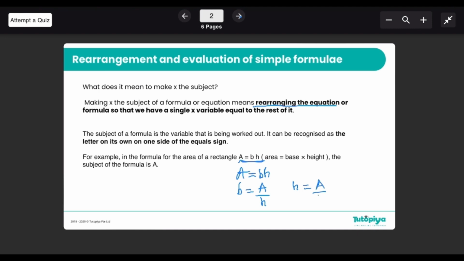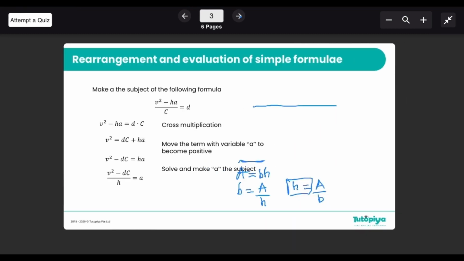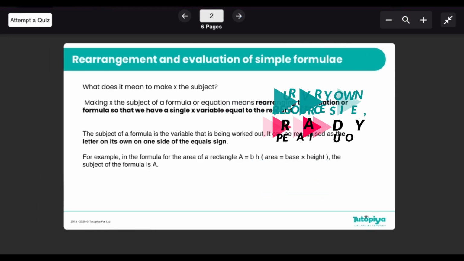A over B. So basically, having the letter with the equal sign on one side of the equation alone is the meaning of making the subject of the formula. If you can somehow rearrange the formula to make that letter on one side of the equation equal to everything else, then the job is done. So let's look at a few other examples of how we can go about this.